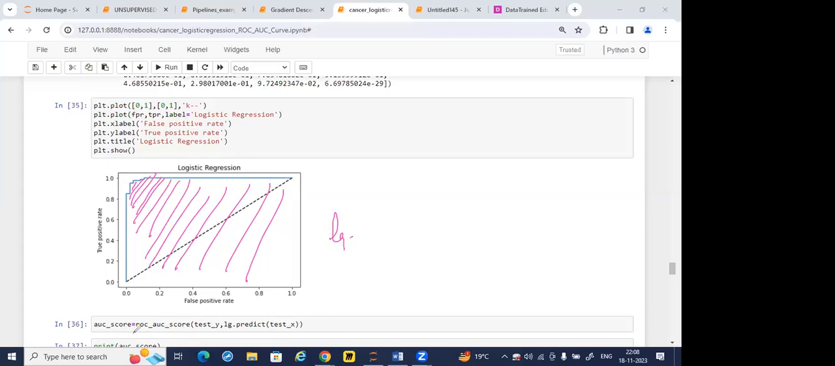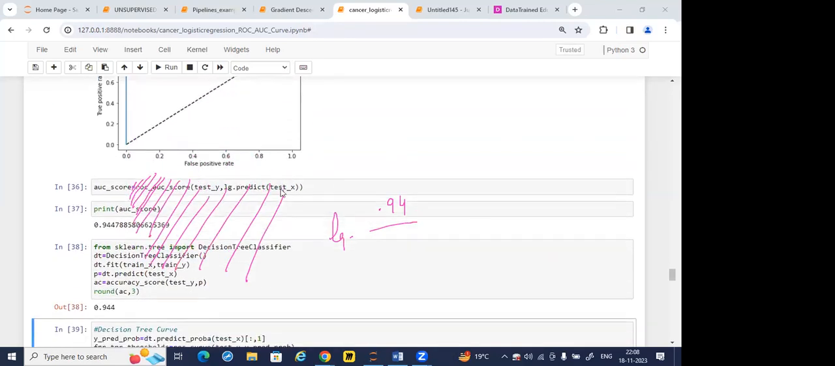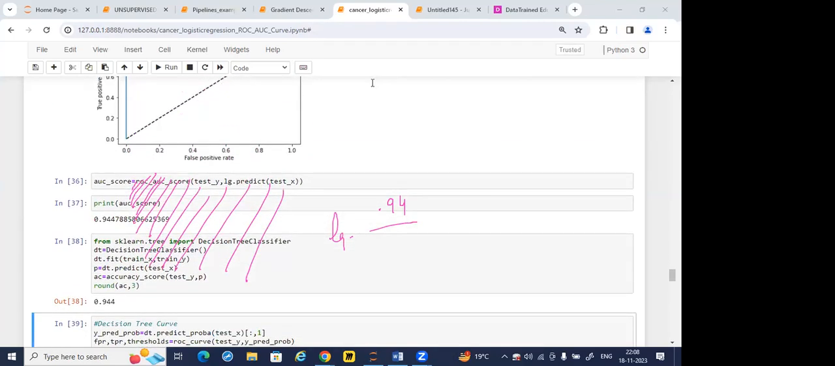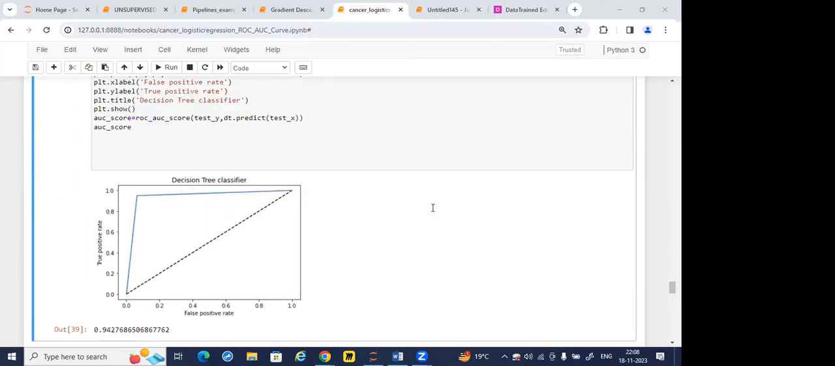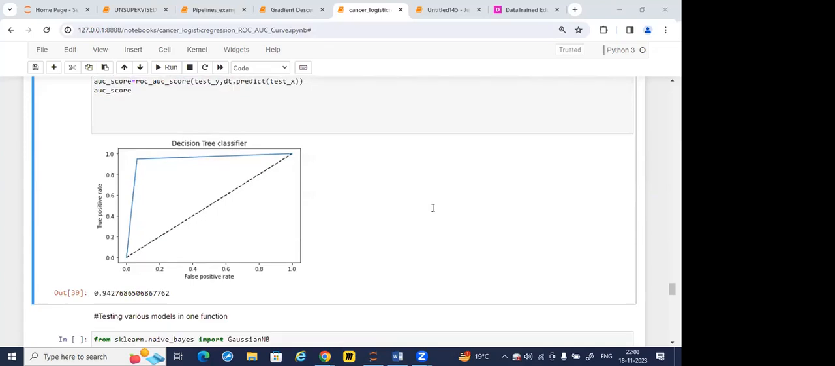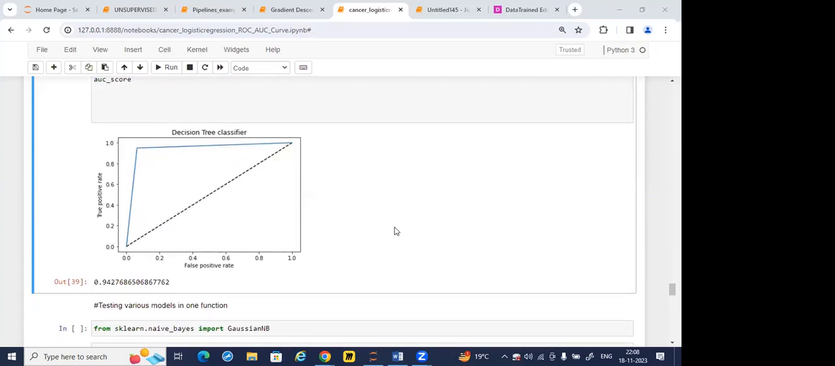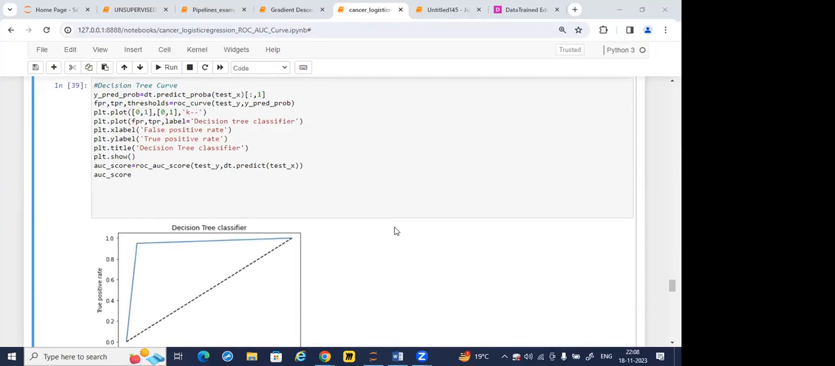LG is making how much score? When we checked it, it is creating 0.94. So it is okay. And what about this one? Here also it is showing the decision tree classifier. It is showing you 94. So both are showing nearby 94, 94.